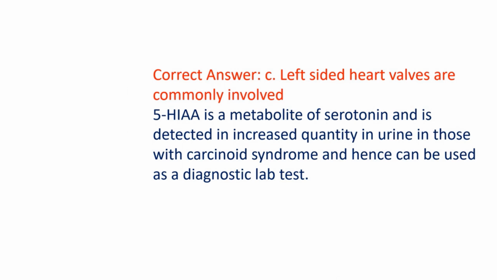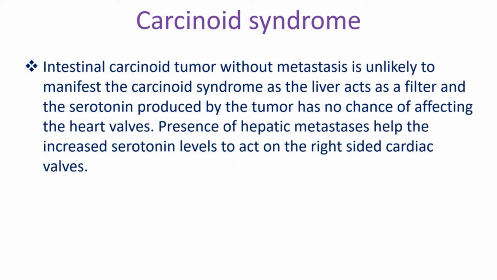5-HIAA is a metabolite of serotonin and is detected in increased quantity in urine in those with carcinoid syndrome and hence can be used as a diagnostic lab test. Intestinal carcinoid tumor without metastasis is unlikely to manifest the carcinoid syndrome as the liver acts as a filter and the serotonin produced by the tumor has no chance of affecting the heart valves.